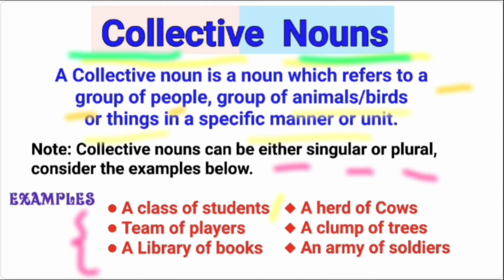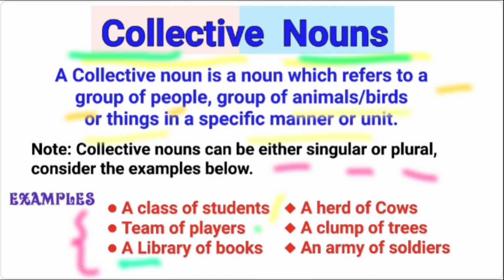A class of students, this is the best example for you. In a class, a single student can never make a class. When there are many students, more than one, the group of students makes a class. And the second one is a team of players. A single player can never make a team. When there are more than one player, they make a team. So a team is a group of players.